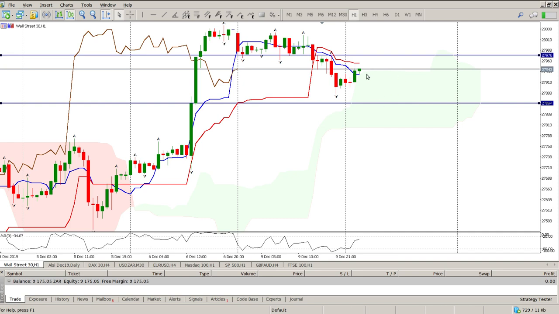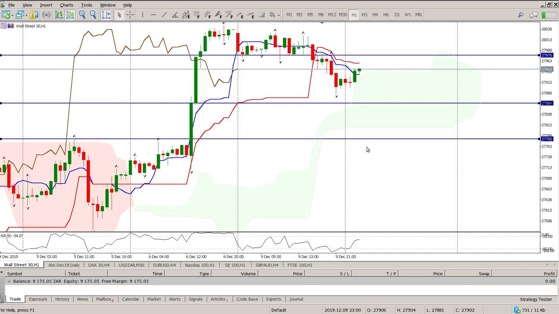I'm looking for longs, and preferably off a level, so I'd like to see it come back down to 27,864 or 27,775. Somewhere in that area, I'd like to see it. That'd be back, all the way back down in this area here. Okay, there we go, guys. That's kind of what I'm looking for.